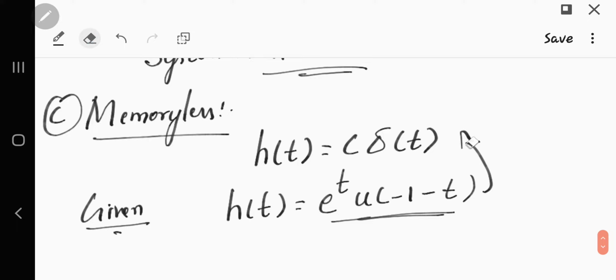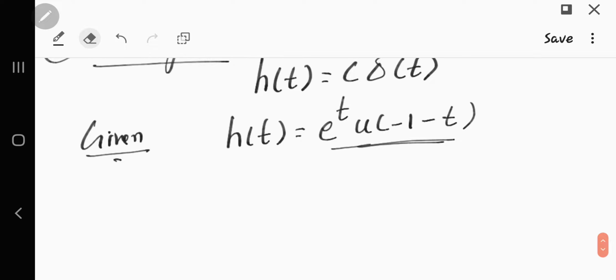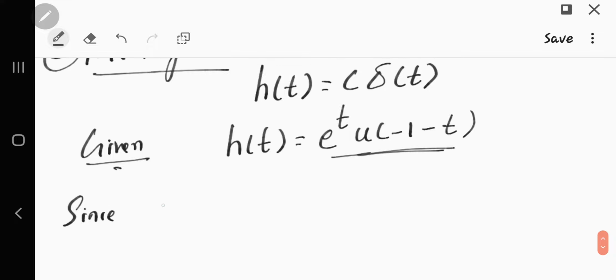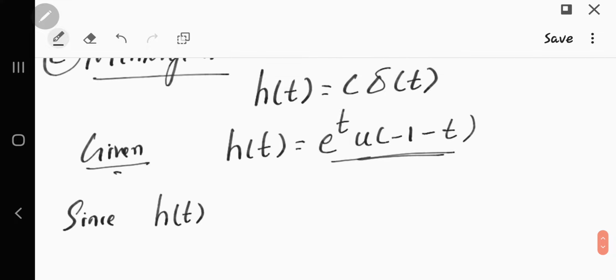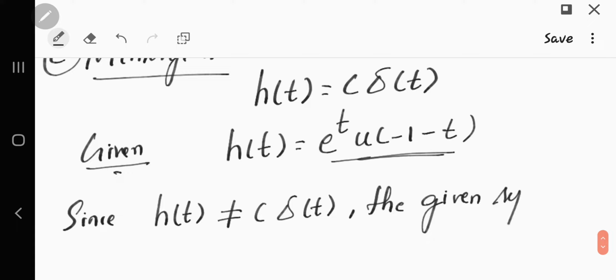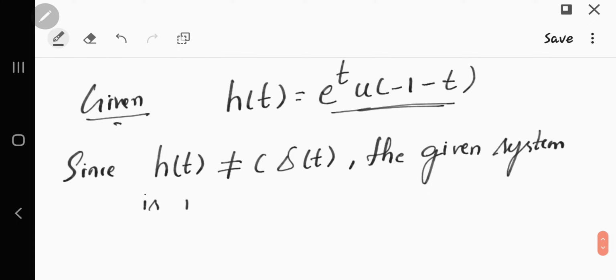That means the given system possesses memory, so it is not a memoryless system. We can conclude like this: since h of t is not in this form, that is not equal to c into delta t, the given system is not memoryless.